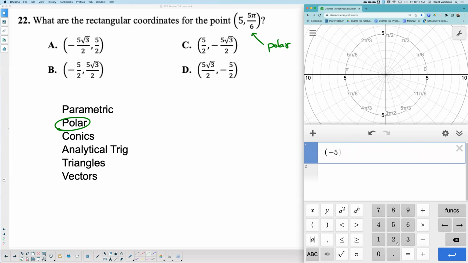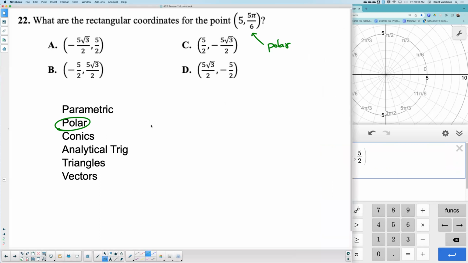So we go negative 5, square root of 3, over 2, comma, 5 halves. Please be graphing with me. Vincent, are you actually graphing with me? Did that plot the point in the right location? Roughly. Yeah. Does it look like it's the fifth circle? Yeah. I think it's perfectly on the fifth circle. Is it on 5 pi over 6? Answer choice A is the correct answer.